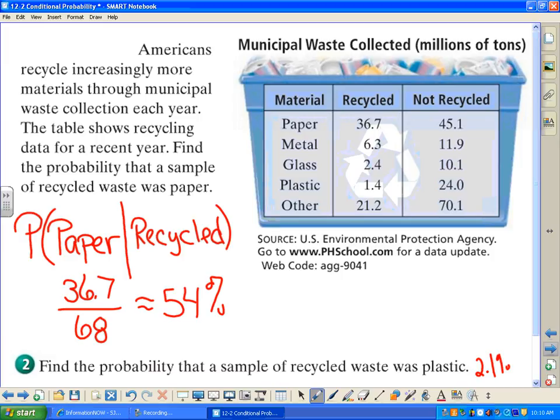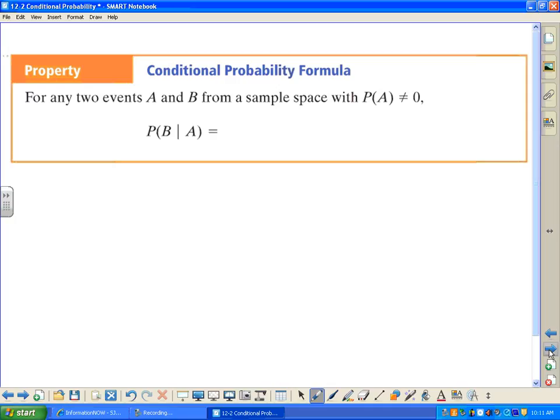Okay, any questions on how to do that so far? All right, so right now what we've been doing is just looking at these charts, and I'm hoping you've been able to see how you've been able to limit the sample space. There is, however, of course, a little formula, and it's the conditional probability formula. For any two events A and B from a sample space with the probability of A not equal to 0, you're going to see why the probability of A can't be 0 here in just a second.